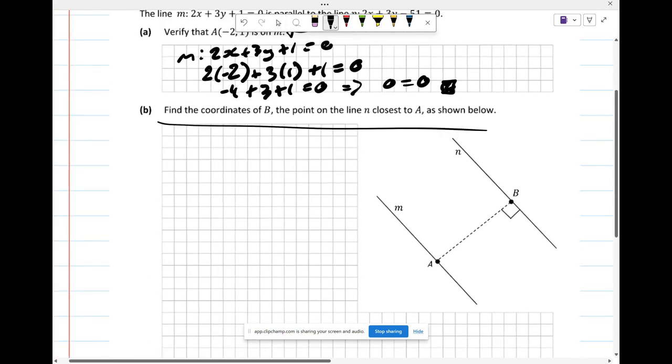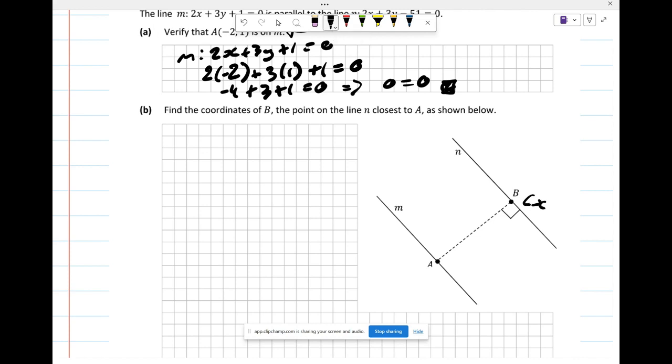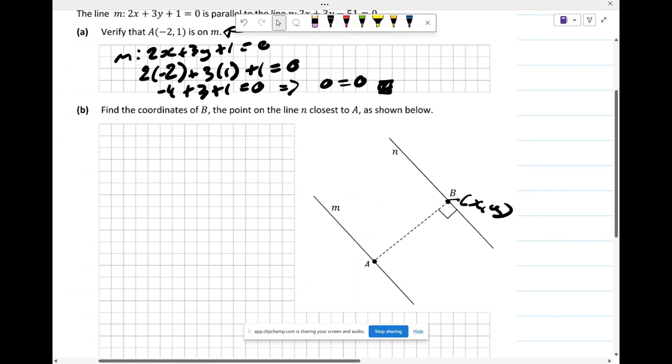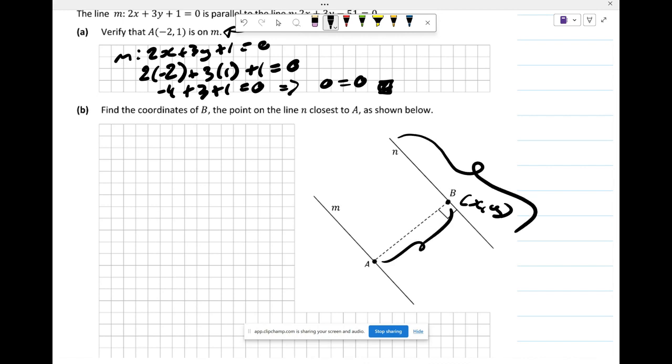So we want to find the coordinates of B. It helps if we work backwards. We want to find some x and y at B, and it's on the intersection of this line and this line. So the point B lies on the line AB, and it also lies on the line M. Well, we know how to do that.